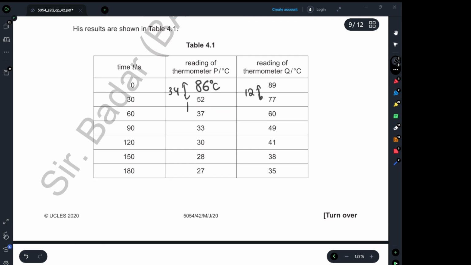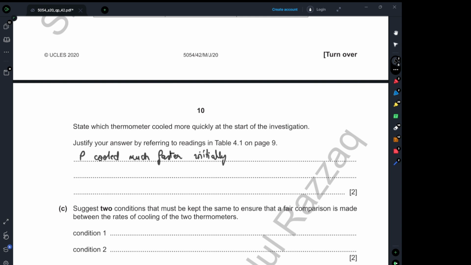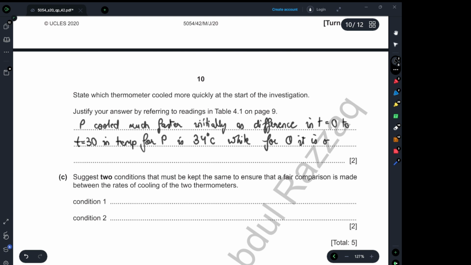ठीक है, एंड देन वी कैन से कि अच्छा ठीक है 15 डिग्री सेल्सियस कम हुआ, ऑलराइट, और यह 17 डिग्री सेल्सियस कम हुआ, तो एट दिस पॉइंट वी कैन से कि हाँ क्यू का जो है वो रेट ऑफ कूलिंग इंक्रीज होना शुरू हो गया, पी का जो रेट ऑफ कूलिंग है वो कम होना शुरू हो गया. सो बट इनिशियली पी वाज मच फास्टर, हेंस वी आर गोइंग टू से पी कूल्ड मच फास्टर as difference in temperature at time t is equals to 0 to t is equals to 30 in temperature for P is 34 degrees, while for Q it is only 12 degrees Celsius.